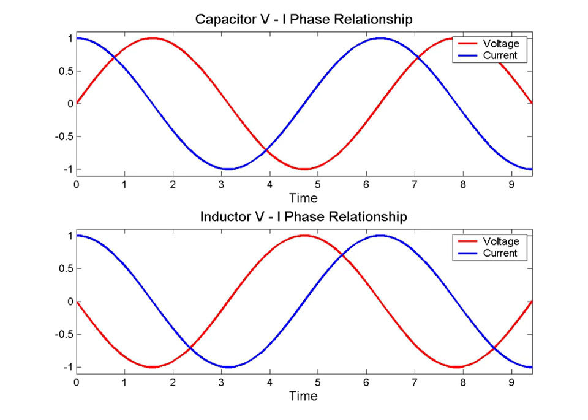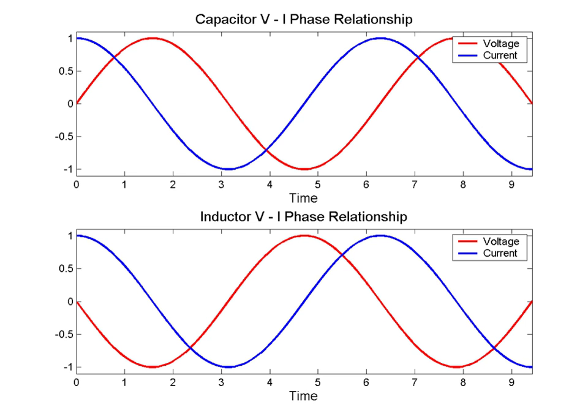Topic: capacitive reactance. A capacitor has a purely reactive impedance that is inversely proportional to the signal frequency. A capacitor consists of two conductors separated by an insulator, also known as a dielectric.